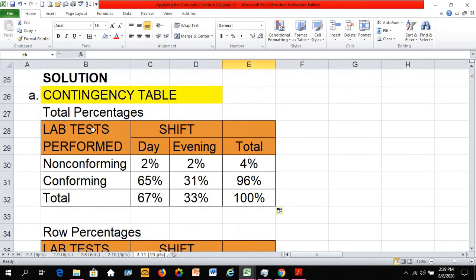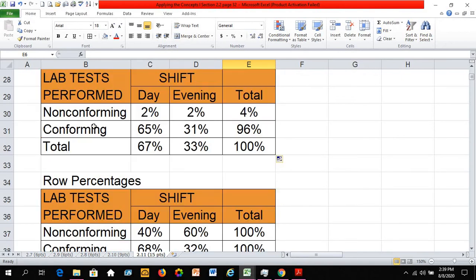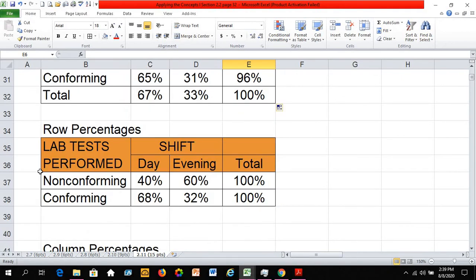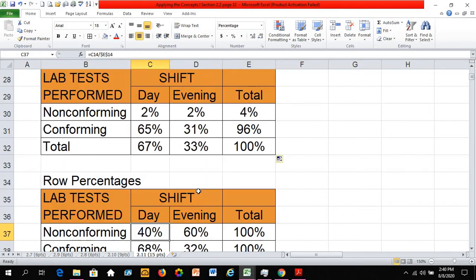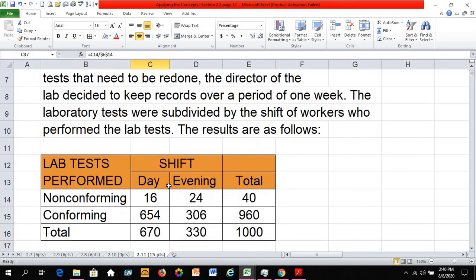So we go to our row percentages. Okay, so we're talking about non-conforming and conforming. So to do this, okay, we simply divide 16 by 40. Okay, that's C14 divided by E14. Similarly, that's 24 divided by 40. That would be our divisor.